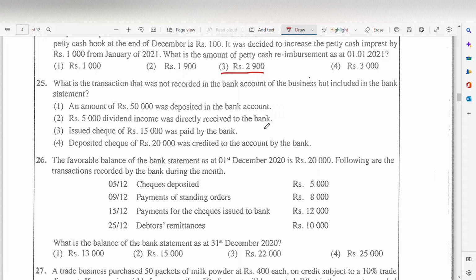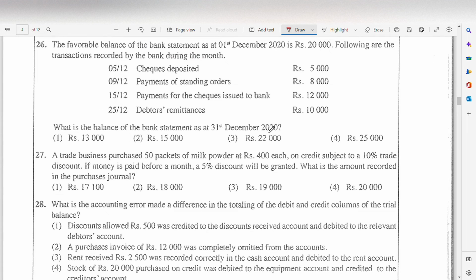Issued check of rupees 15,000 was paid by the bank. Now, if the business is issuing the check, then of course they would have recorded it in their books of accounts. So the third one is also not the answer. Deposited check of rupees 20,000 was credited to the account by the bank. Again, if the business is depositing a check, then of course they would have updated their books of accounts. So the answer is answer 2, dividend income directly received to the bank.